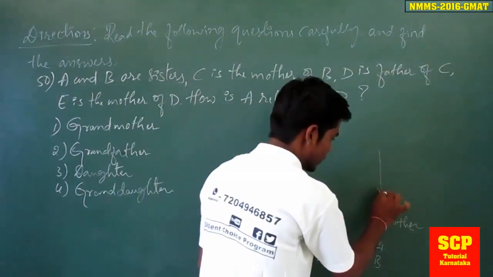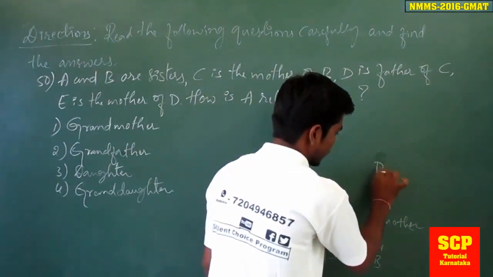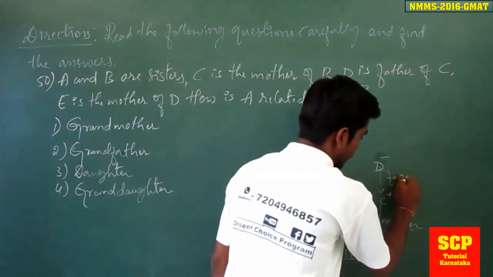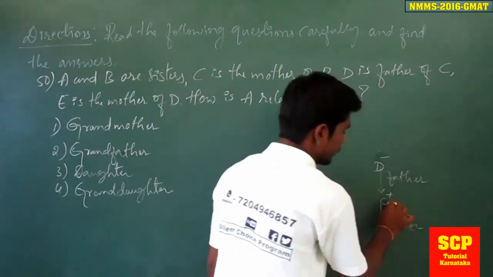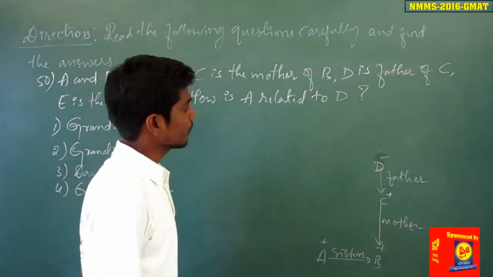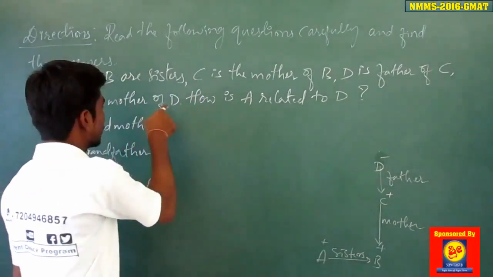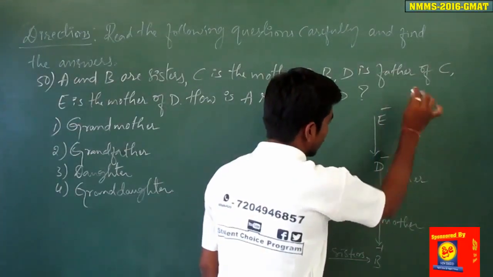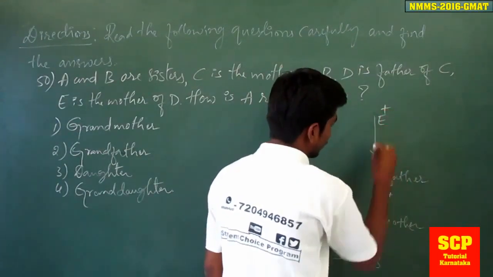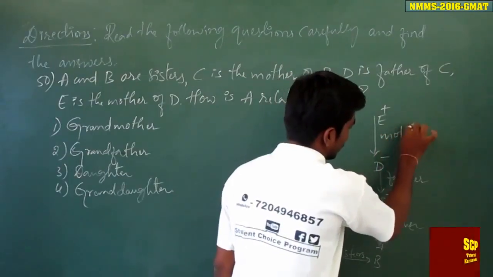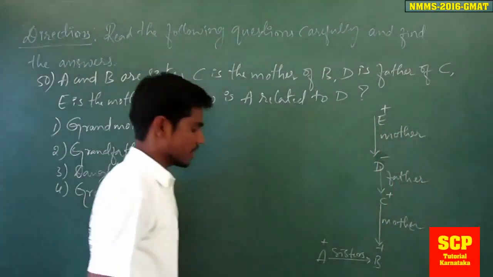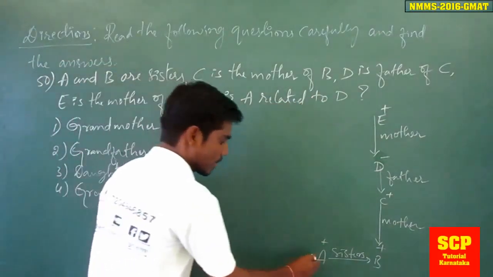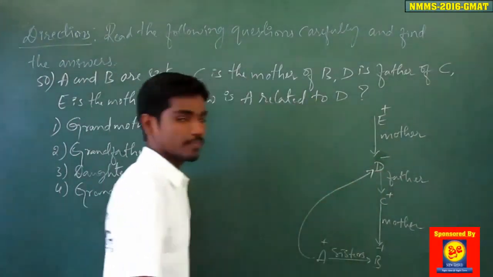Next, D is father of C. So males are denoted by minus sign. Okay. Now D is what? Father of C. Okay. Next, E is mother of D. So E is mother of D. Okay. Now, how is A related to D? That means how is A related to D?